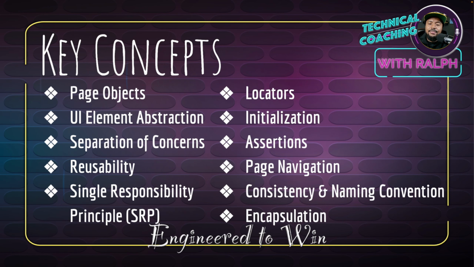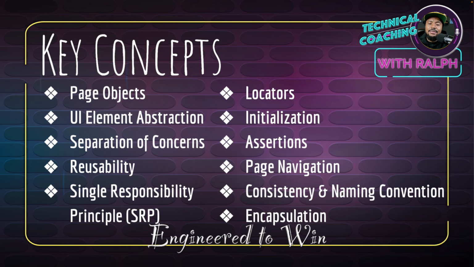Another key concept is the page navigation. How do you handle page navigation? I know I personally handle the page navigation in the page object model differently than is traditionally taught, right? And then consistency and naming convention is very, very important across your page objects and across your automation in general, or across coding standards in general, right? Consistency and naming conventions are super important.